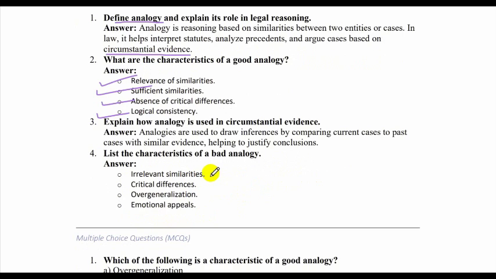List the characteristics of a bad analogy. Like relevance of similarity, we have irrelevant similarity. So absence of critical difference, so there are critical differences in a bad analogy. We have sufficient similarity, whereas here there is overgeneralization, and we are also using emotional appeals.